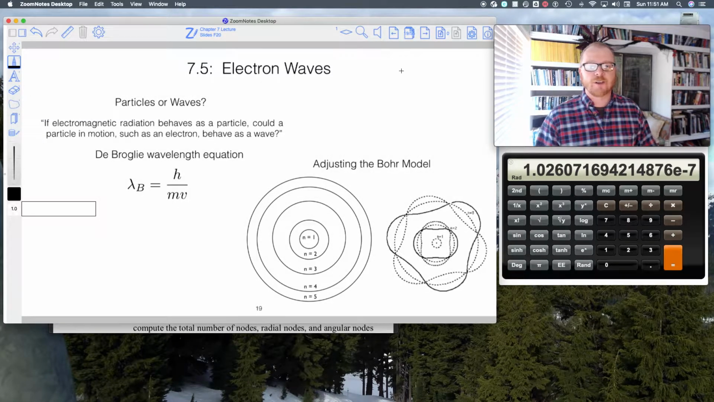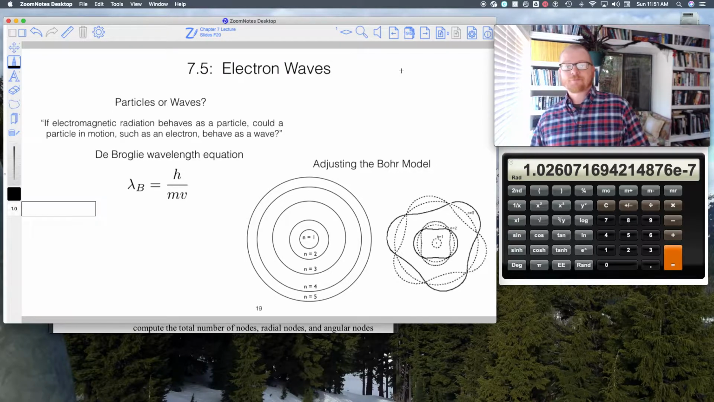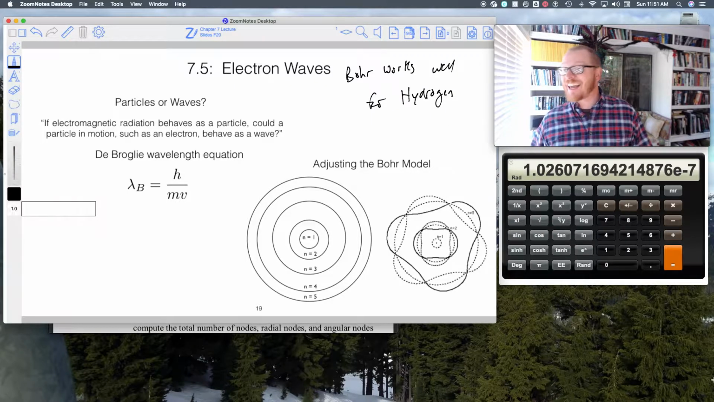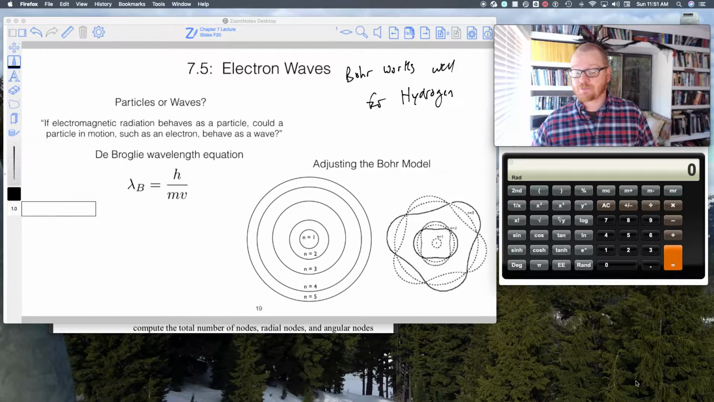So now moving on, the last thing that I want to talk about is adjusting the Bohr model. Because as it turns out, the Bohr model works really well for hydrogen. But that's it. If you try to apply the Bohr model to anything else, helium, lithium, sodium, etc., it fails. And the reason why it fails is because hydrogen only has one single electron.